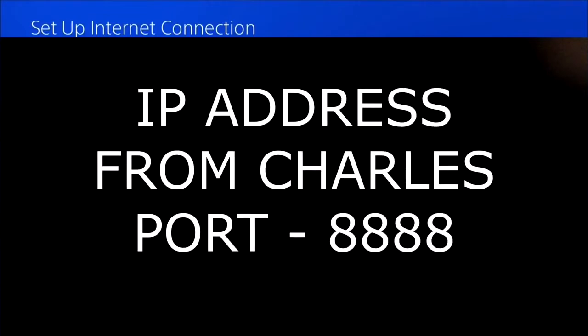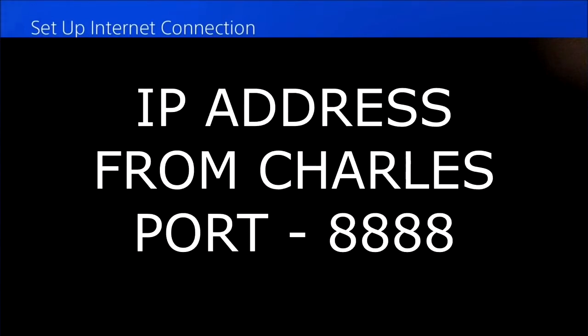For the IP address, you just want to write down whatever you had in your Charles website that I told you to write down. So it's going to be different for everyone. I'm just going to blur it out so you don't see mine, but it's going to be different for everybody. So just put in whatever numbers it says from the Charles website into the IP address. And for the port number, it's going to be 8888. And from there, once you guys are done, go ahead and click on next.